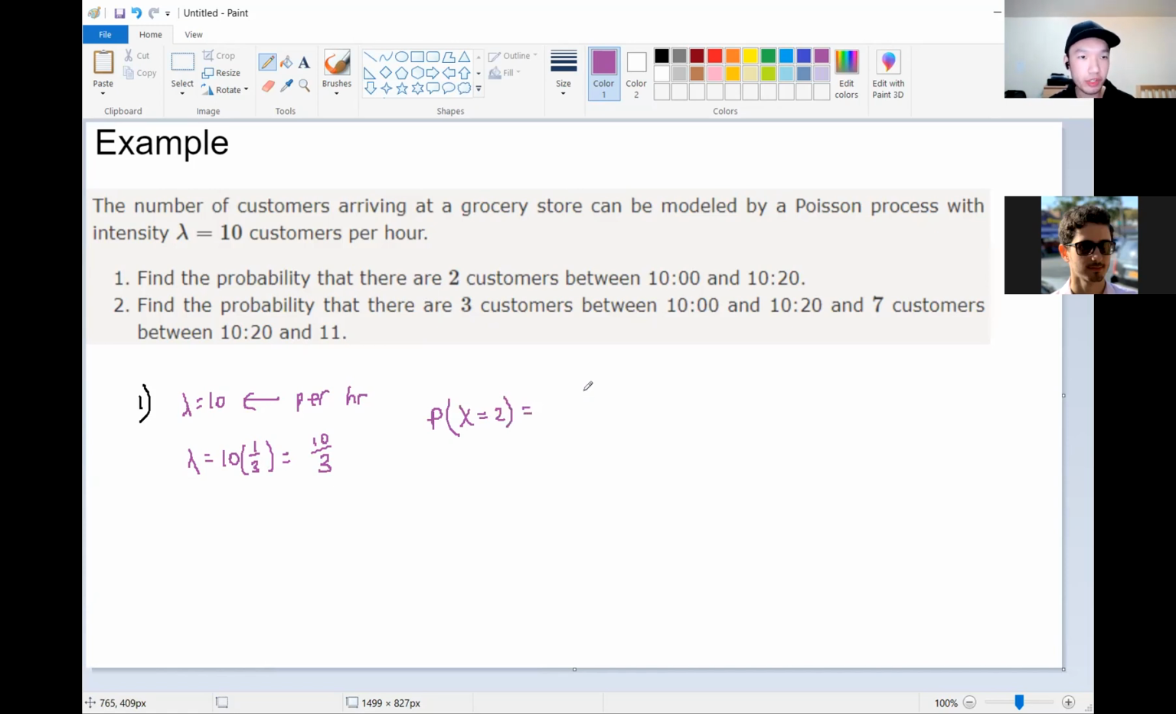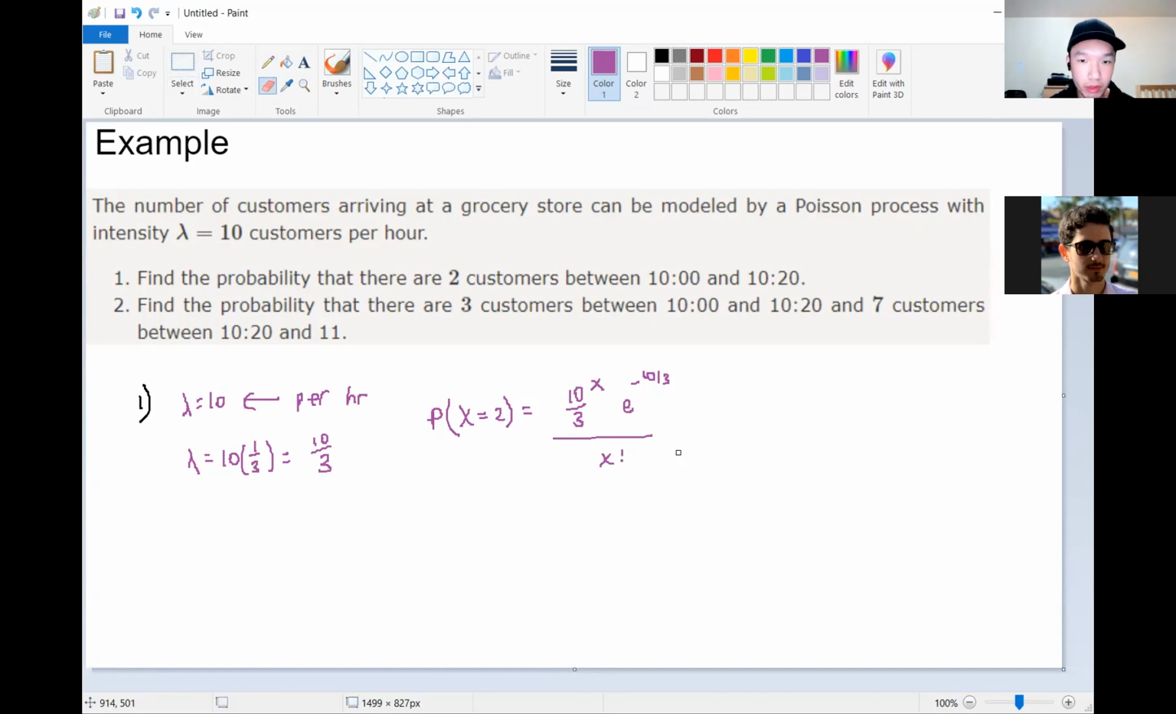What was the Poisson PMF again? Let me see. Okay, lambda to the x, so (10/3) to the x, e to the negative 10/3, over x factorial. So our x is 2.